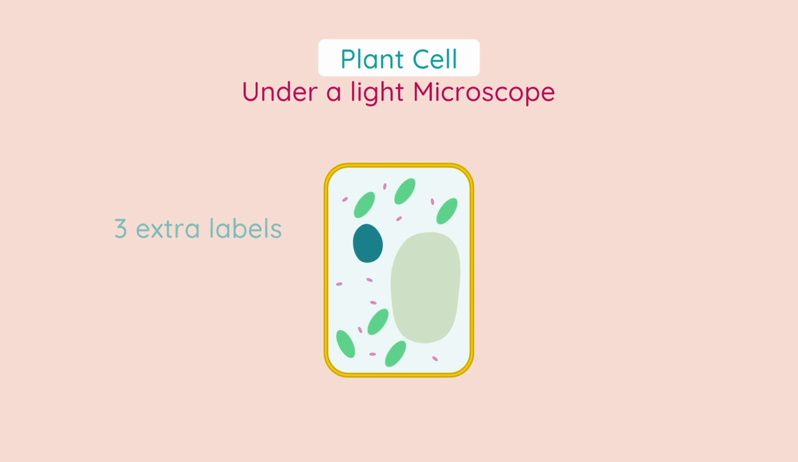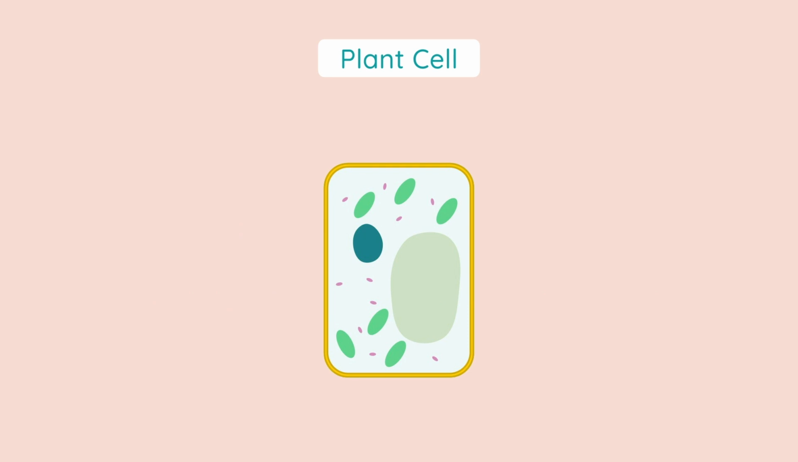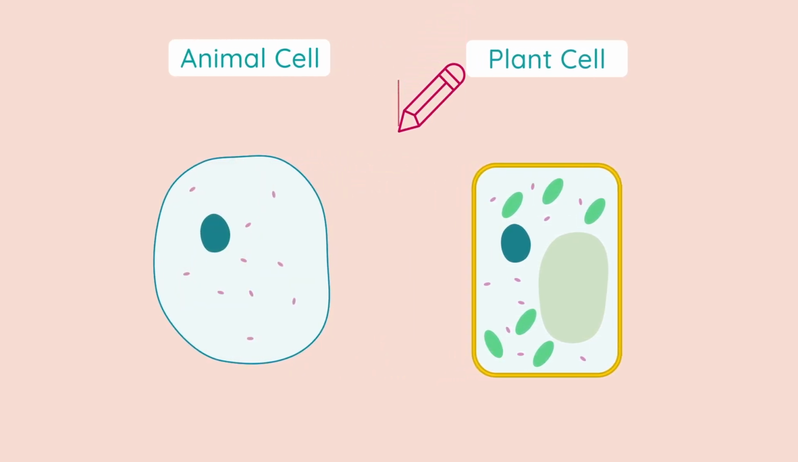However, there are three additional labels here: the cell wall, which is to the outside of the cell membrane, chloroplast and the vacuole. So for your Leaving Cert, you should be able to draw and label these diagrams of a typical animal and plant cell. It's a good way to pick up some easy marks in your exam.